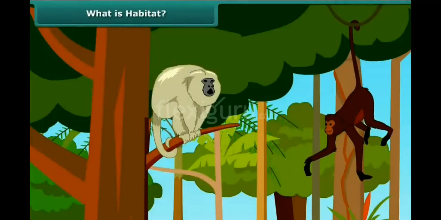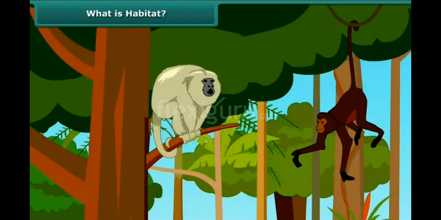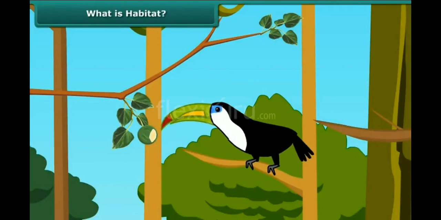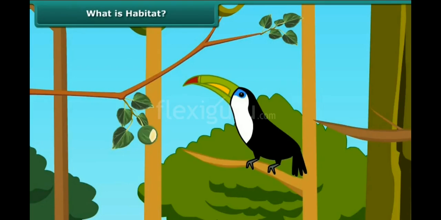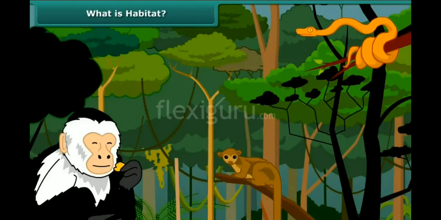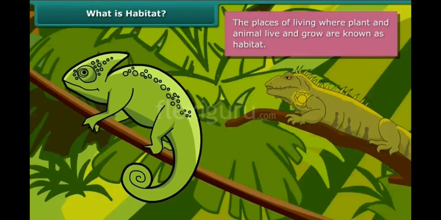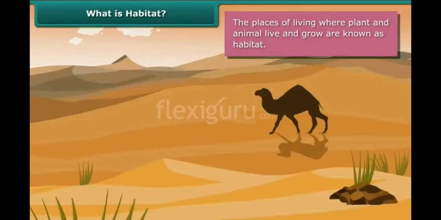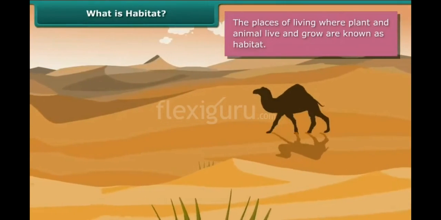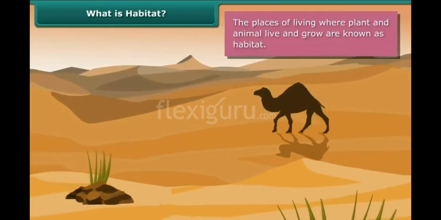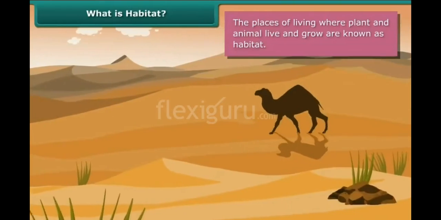We all know that every organism requires some place where its basic necessities like food, water, and shelter should be met. This place of living where plant and animal live and grow is known as habitat. All living organisms should adapt themselves to their habitat to thrive and survive in the surroundings.